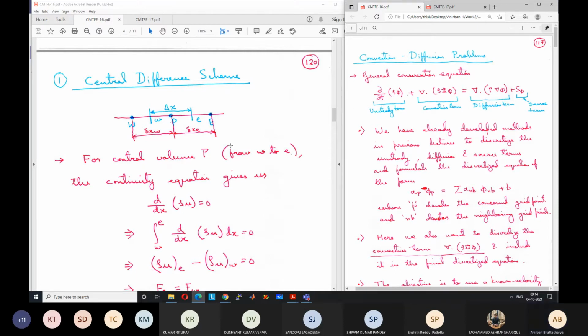So what is this central difference scheme? Let us consider our typical discretized domain, like we have done previously. You must have studied for the exam now.